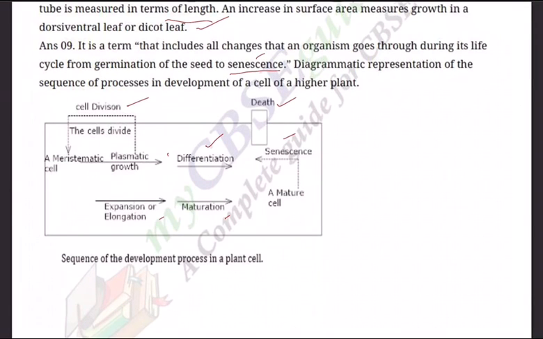And a mature cell will survive for some time, perform its functions, and then enter into the old age, senescence, and the senescence leads to death. So this is how the cell cycle goes on.